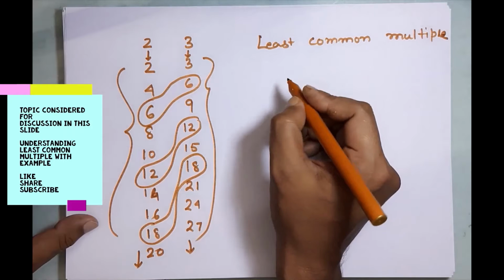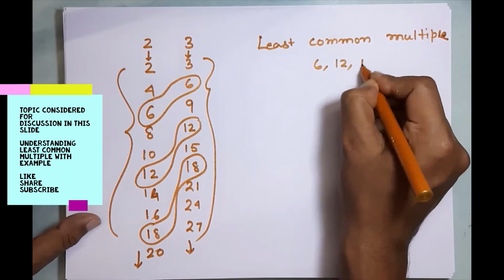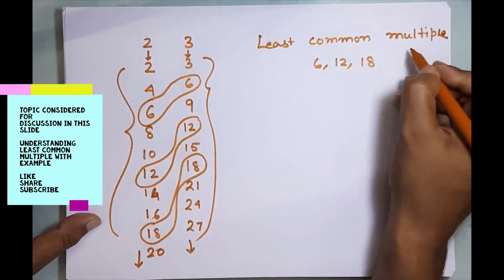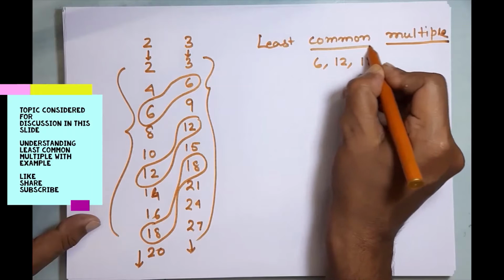So let us write it down. The common multiples are 6, 12 and 18. So if you can see, we have identified the multiples. Now we have identified the common multiples.